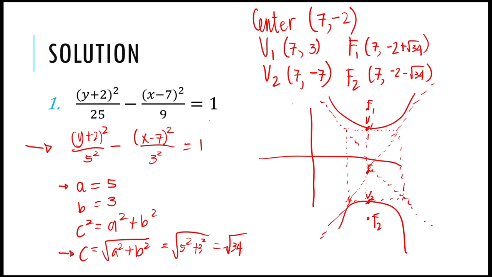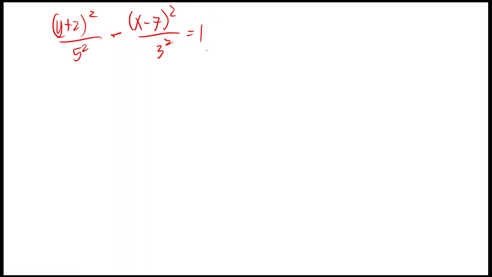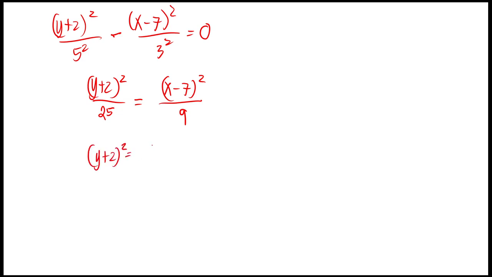To solve for the equation of the asymptotes, i-equate natin sa 0 ito. So, imbis na 1, gagawin natin 0. And then, we solve for y. That means, ita-transpose natin. So, simplify muna si 5 squared. Gawin mo ng 25. Transpose natin yung x, so it will become positive x minus 7 squared divided by 3 squared is 9. Cross multiply, y plus 2 squared equals 25 times x minus 7 squared divided by 9.